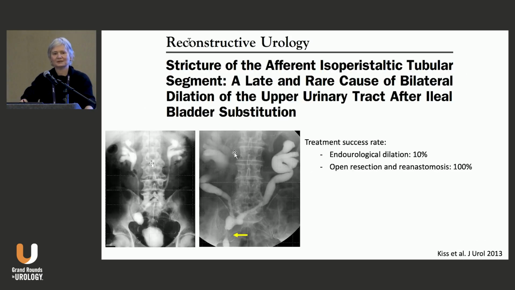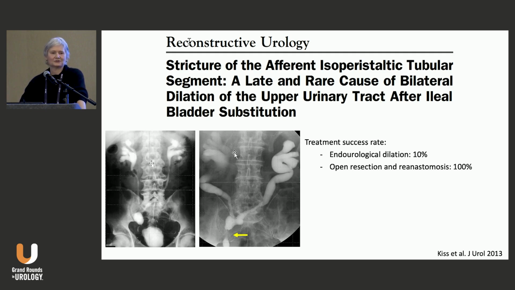Rarely you will find a bilateral dilation, and it's not quite sure. And here, these are old IVPs. I don't know, probably all of you don't know them anymore, but you can see that the upper part of the afferent tubular segment is quite clearly dilated, and then it narrows down, and then you see the bladder. And if you do a retrograde filling in this patient, you will see that that's fixed. So you'll not be able to cause pressure to dilate it.